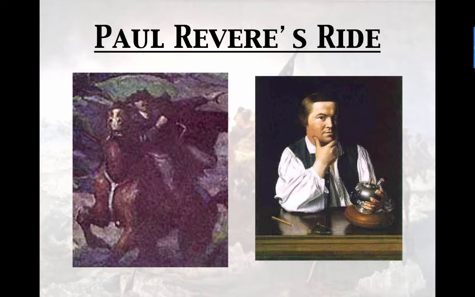So these two images, the one on the right is Paul Revere's, I believe it's his self-portrait, and the one on the left is a rendition of Paul Revere's ride. What happens to William Dawes? Well, nobody really remembers him. But we are going to find out what happened after Paul Revere's ride in the next PowerPoint.